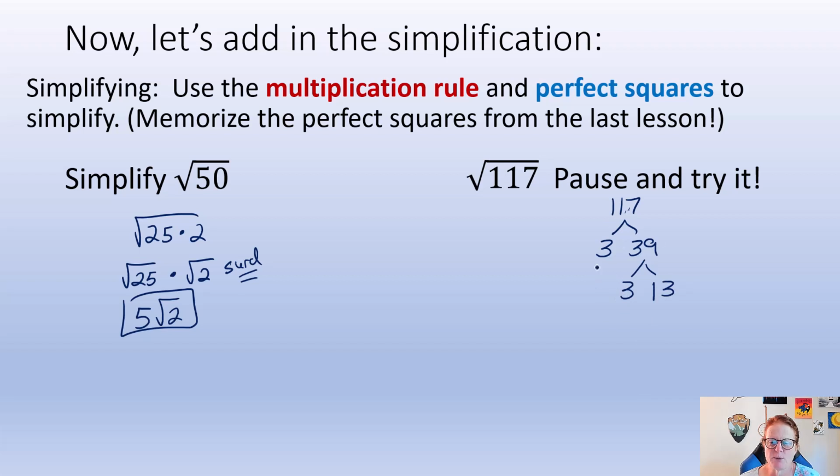Okay, I don't have a perfect square, but I do have 3 and 3. Well, that's going to make 9. So 9 times 13 is 117. This might help you quickly find the perfect square. So I have 9 times 13. So I'm going to break it apart, just like so. This becomes 3.